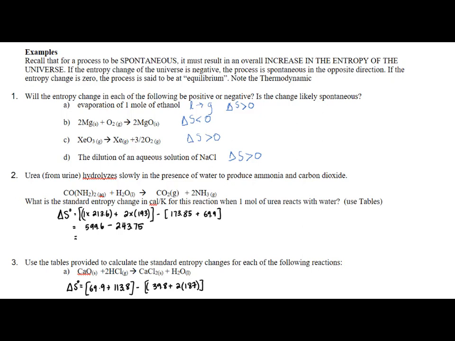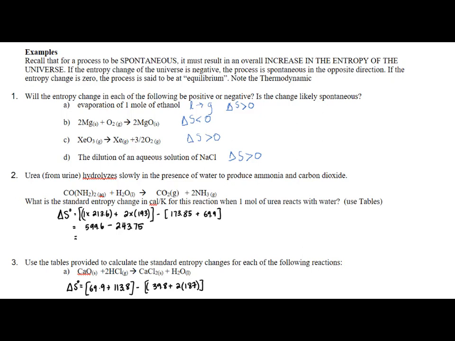For these next examples where we're looking quantitatively, we're going to be using tables and the formula that we derived connected to the entropy values in the tables. So we know that to find the change in entropy at standard conditions, we're going to take the sum of the entropies of the products and subtract the sum of the entropies of the reactants. You can see I've got my values already plugged in here.